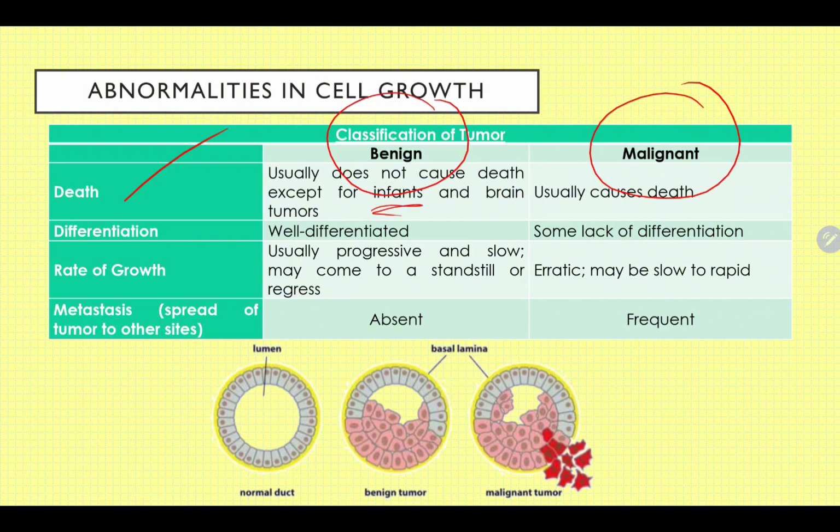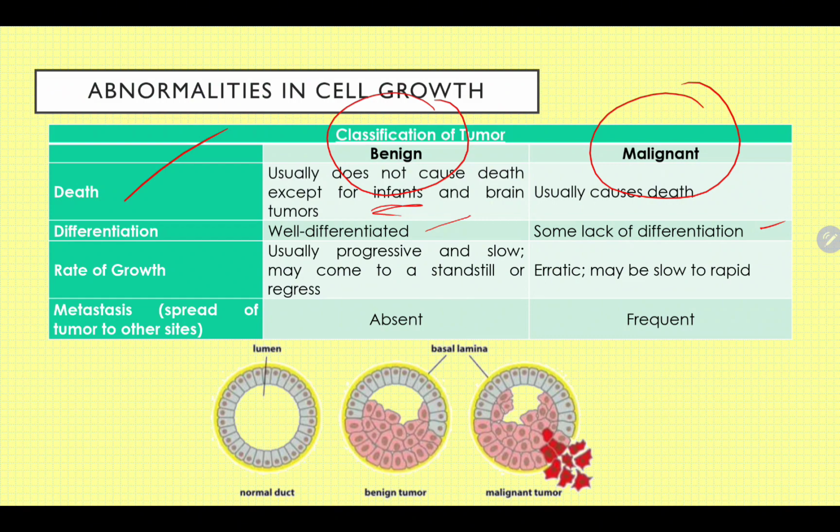For the differentiation, for the benign, these are well differentiated, and malignant, some lack differentiation. For the differentiation part, the benign tumors are well differentiated because they grow alongside the normal cells. So you can really differentiate them. For the malignant, since the pace of their growth is very fast, because they compete with the normal cell, you cannot really differentiate the face of the malignant tumor.